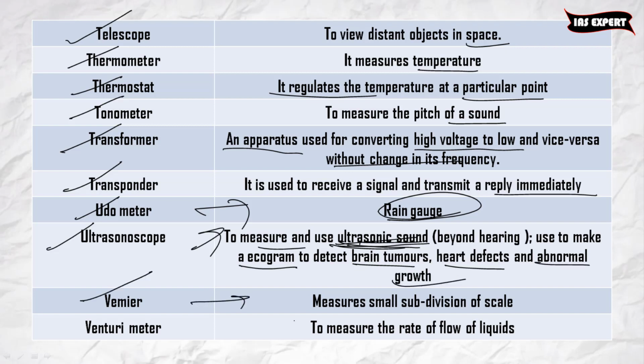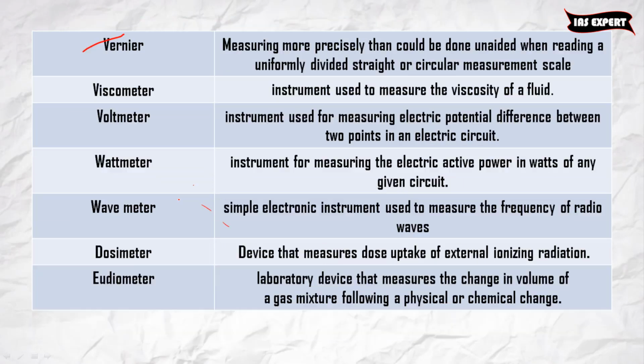Vermeer, the instrument which measures small subdivision of scale. Venturimeter, the instrument to measure the rate of flow of liquids. Vernier, measuring more precisely than could be done unaided when reading a uniform divided straight or circular measurement scale. Viscometer, the instrument used to measure the viscosity of a fluid.